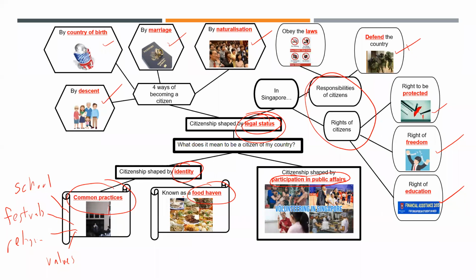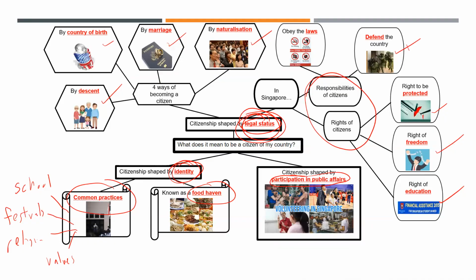And that is also one idea of what it means to be a citizen: having a sense of identity, similar values, similar culture that can make you feel like a citizen. So by now you should know that citizen is not just one thing. Normally we'll consider it as a legal status, but there are people who may feel they are Singaporean, even though they are technically, legally not Singaporean.